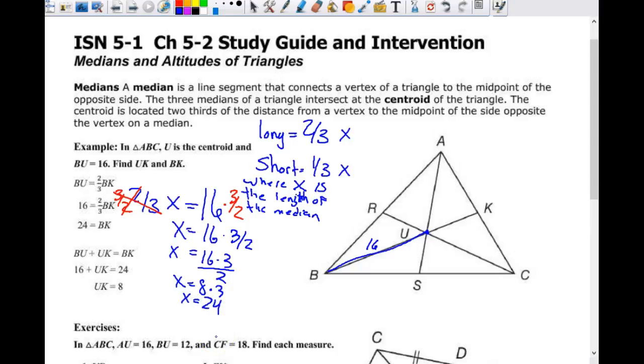Remember what x is equal to. X is equal to the entire length. And that makes sense, right? Could this small portion be 24 when this is 16? That doesn't make any sense. So we know the entire thing is 24. So we know BK is 24. If we know this entire thing is 24, and this part is 16, we can do 24 minus 16, and we get 8, which is the remaining portion right there.